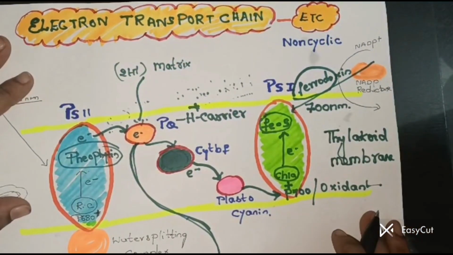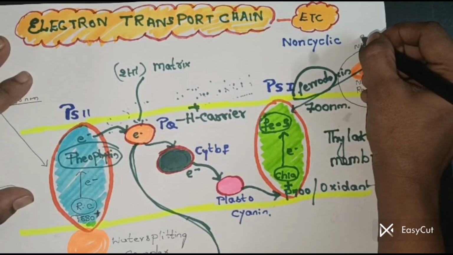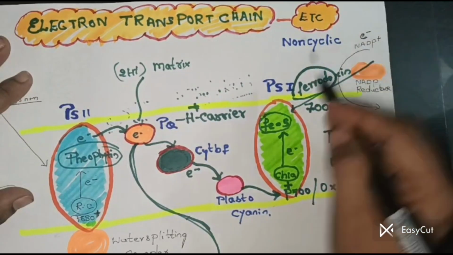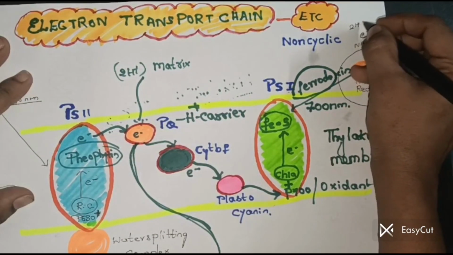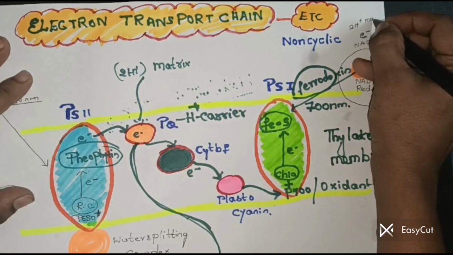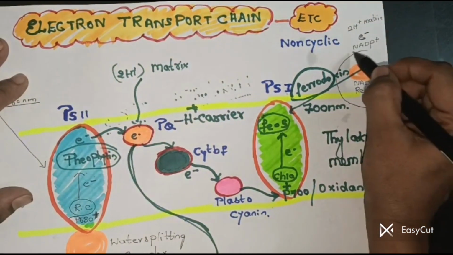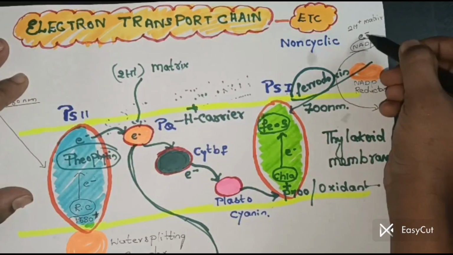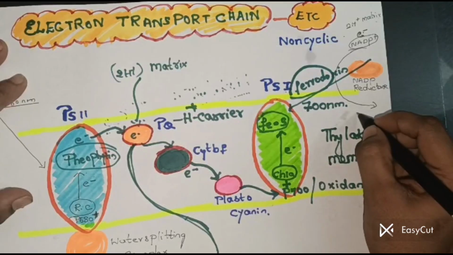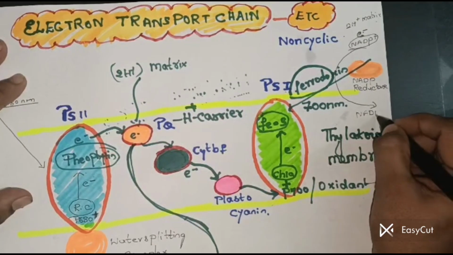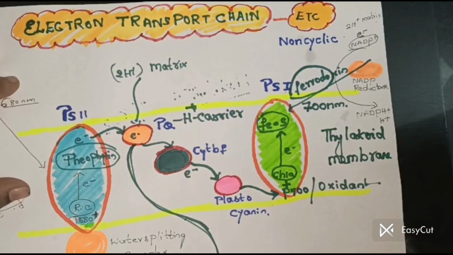How many electrons is it going to give? That is going to be shown in the next session. The NADP plus is going to accept the electrons from the PS1 and also accept the protons right from the matrix. 2 protons are going to be accepted from the stroma or matrix. So NADP plus accepts the electrons from the PS1 and 2 protons from the matrix, and after gaining them it is going to become NADPH plus H plus.